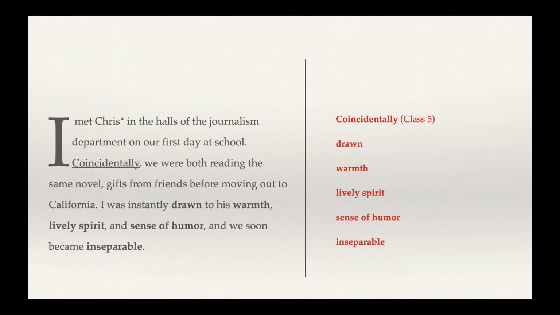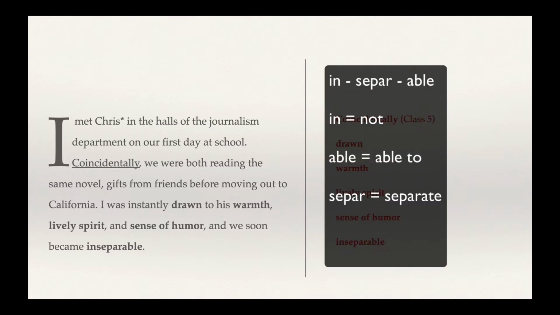Finally, it says we soon became inseparable. And let's look at this word and think about our grammar lesson this week, which was about prefixes and suffixes. So if we can guess what inseparable means, we can look at the parts here and break this word into in, separa, and ble, right? So what does in mean? Remember, in means not. Able means able to do something. And this middle part is not a full word, it's just part of a word, but this is part of the verb separate. So what do you think inseparable means?